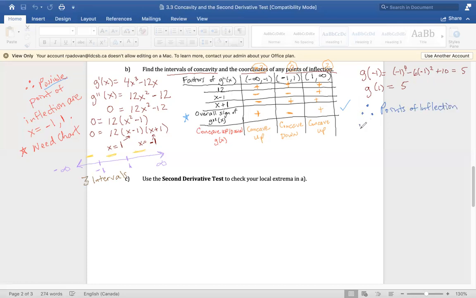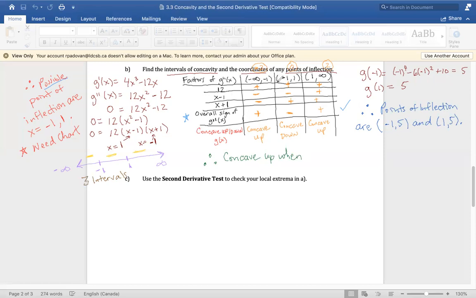Therefore, my points of inflection are my x values of -1 and +1. So are they concave up or down, right? Let's also put another therefore statement saying that. So just down here, therefore, I am concave, we wrote it here, up when what?